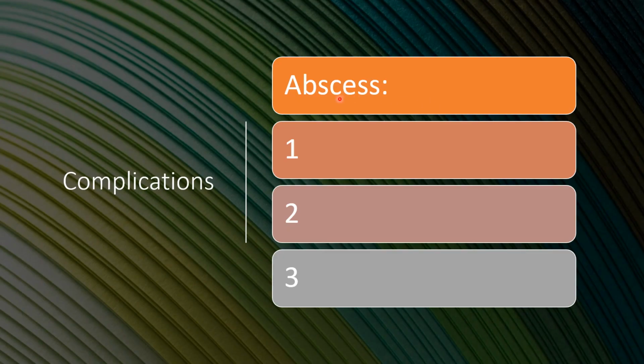Part of the complications will be abscess formation, but I've decided to bring it out clearly that from infective endocarditis, they can run into brain abscess, splenic abscess, or psoas abscess.